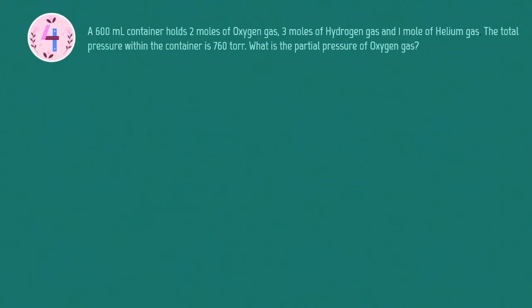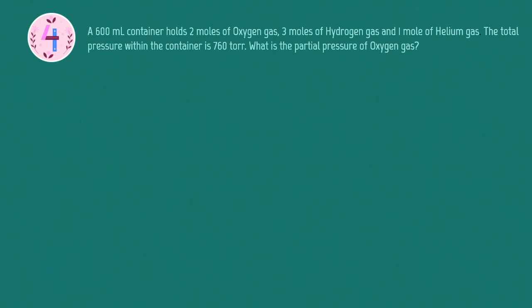We are now at the fourth and the last question for the quiz. Question number 4: a 600 milliliter container holds 2 moles of oxygen gas, 3 moles of hydrogen gas, and 1 mole of helium gas. The total pressure within the container is 760 torr. What is the partial pressure for the oxygen gas?